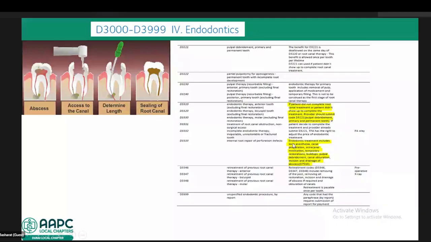Endodontic treatment includes local anesthesia, canal preparation, intracanal medication. Okay, so everything is included. You cannot bill separately for all these services. You have to assign only this code. Okay, D7510.